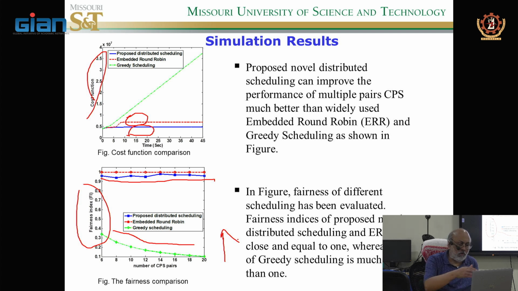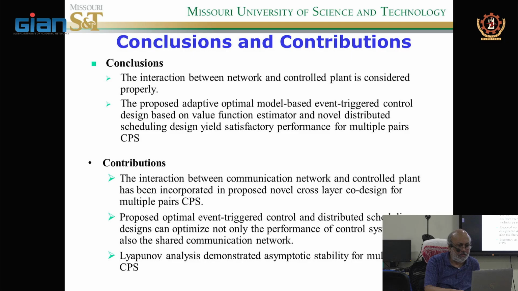Okay, so our fairness is not bad because our system is able to maintain higher levels of fairness. So 1 means it's fair.